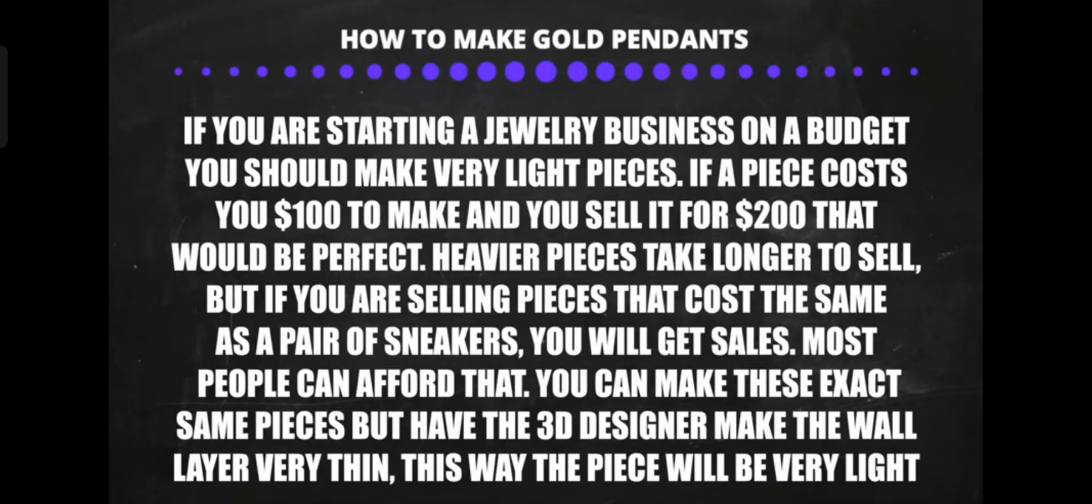Now, pendants like these are perfect to make when you guys are starting out, but what you want to do is tell the 3D designer to make the wall much thinner, because when you guys are starting out, you might be on a budget, you might only have $1,000, the resin is going to cost you around $100, and then you'll have $700 left over, so you want to make light pieces. You want to have a piece like this weigh under 5 grams.